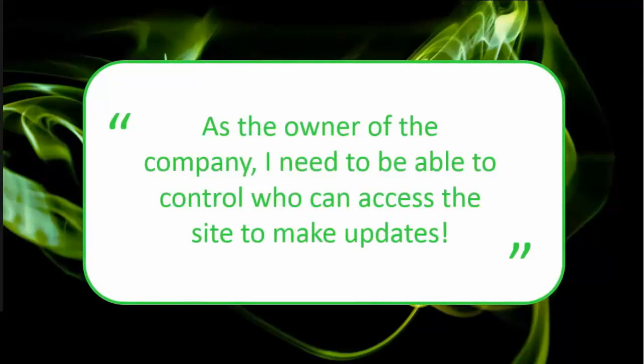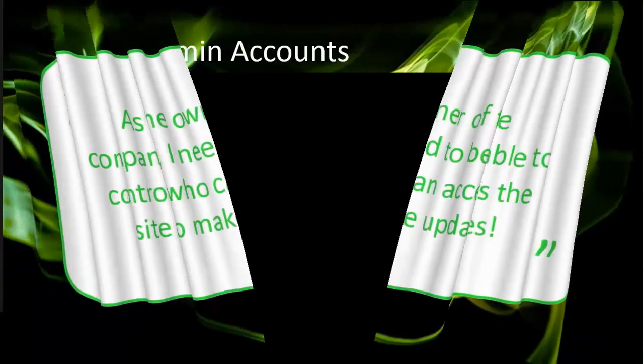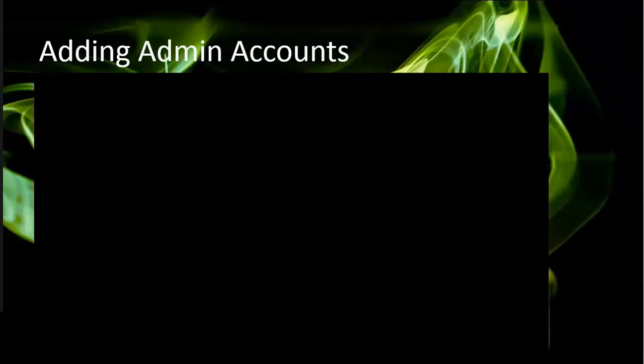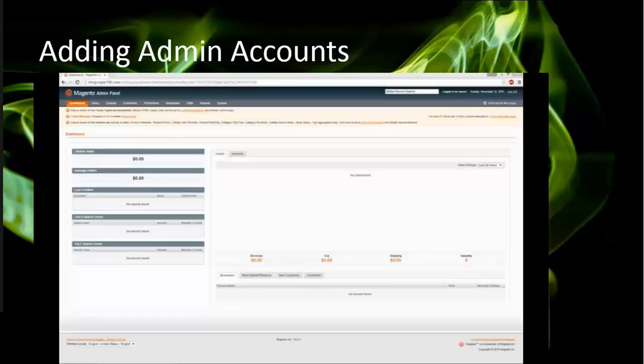As the owner of the company, I need to be able to control who can access the site to make updates. Let's take a look at what that looks like. Sometimes it's necessary to create new users that have access to the back end of your website. In this case, we have to create a new back end login for a plugin for the shipping API.